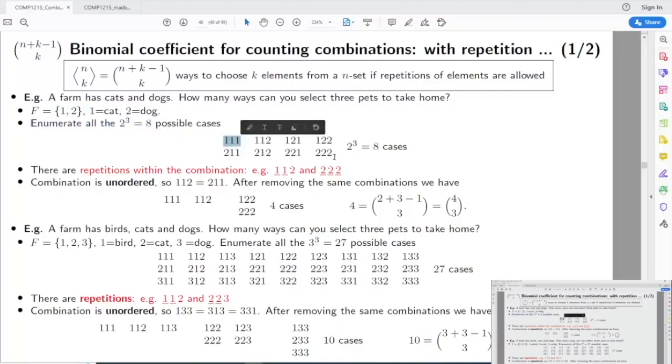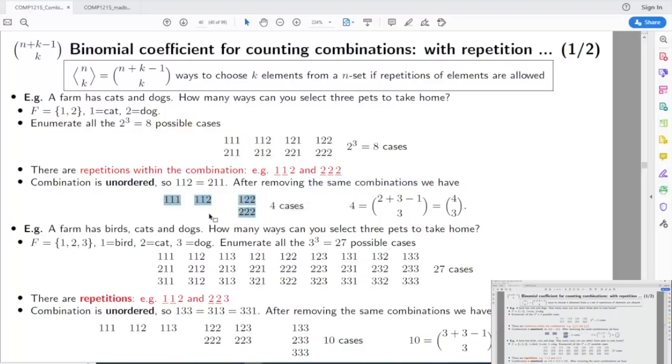So, all of them are cats, all of them are dogs, and then some of them are 1 cat, 2 dogs, or 2 dogs, 1 cat, something like that, okay? So you have this number of cases. But we are now dealing with combination. That means 1, 1, 2 and 1, 2, 1 are the same thing, so we don't care, right? 2, 1, 1 and 1, 2, 1 is all the same thing. Under this situation, if I remove all the same combinations, because we don't care about order, we have this.